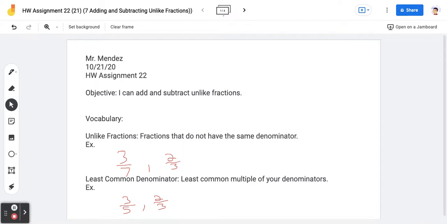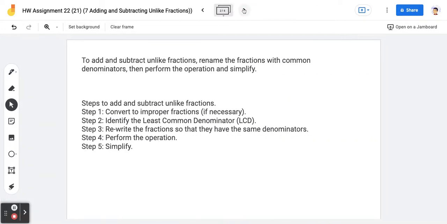Other vocabulary, the least common denominator. The least common denominator is the least common multiple of your denominators. Here's what we're going to do in order to find them. If I was to look for the least common denominator of 5 and 3, the first multiple that they have in common is going to be 15. So let's use that in order to perform some operations.